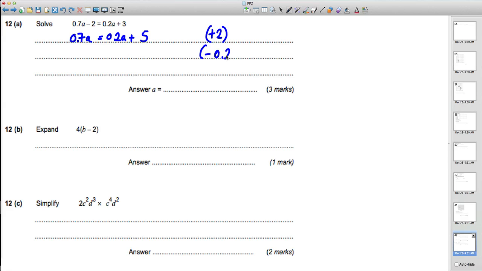Then subtract 0.2a off both sides, and you get 0.5a is equal to 5. Then divide both sides by a half. Dividing by a half is the same as doubling it. A must be 10, therefore.